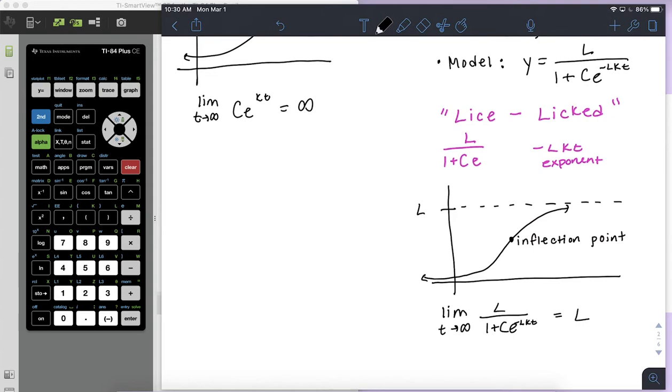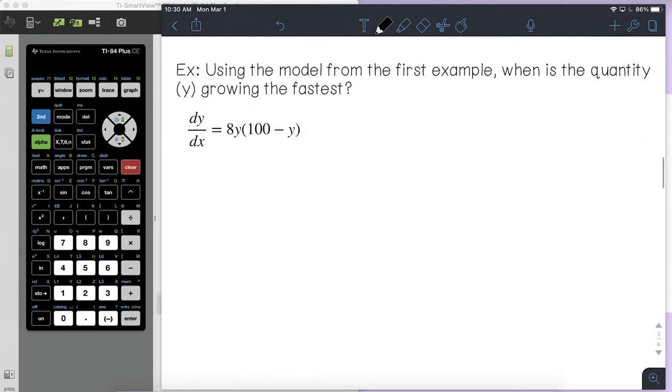So last thing I'm going to do in this video is we're going to go back to that first differential equation model that we solved, and we're going to analyze that using a little bit more of this logistic growth information. So we're going to use the model from the first example. When is the quantity y growing the fastest?